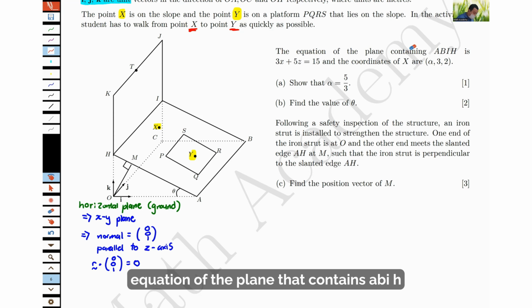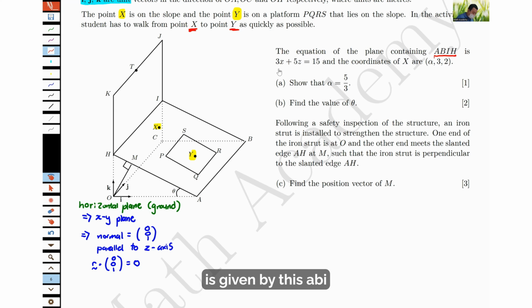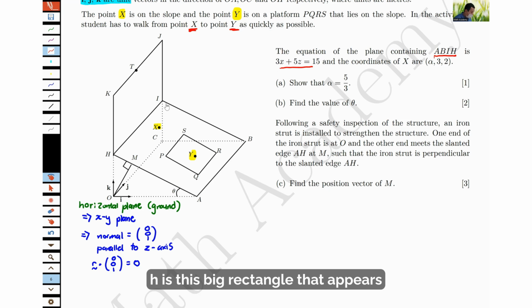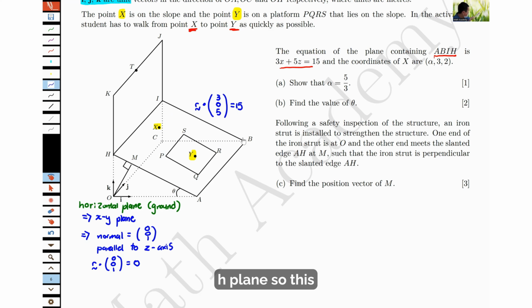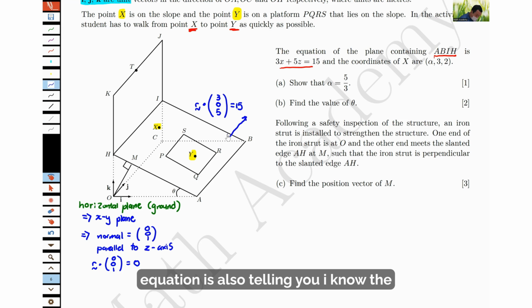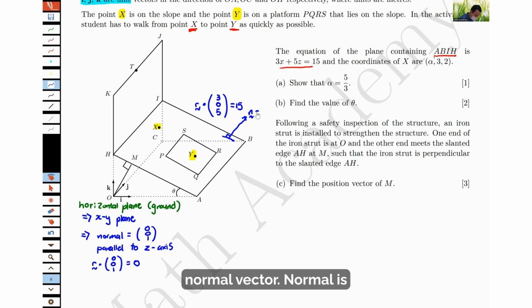The equation of the plane that contains ABIH is given by this. ABIH is this big rectangle that appears. Let me just rewrite the equation in scalar product form. So that plane that they are giving me now is r dot, your 3 and 5 will be your normal, (3, 0, 5), equals 15. This is the equation of your ABIH plane. So this equation is also telling you I know the normal vector. Normal is (3, 0, 5) on this plane.